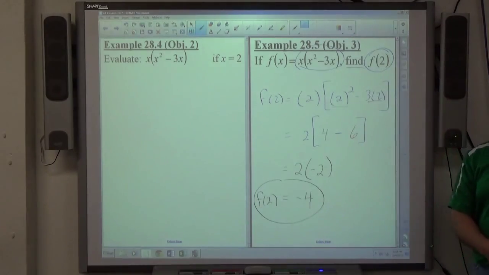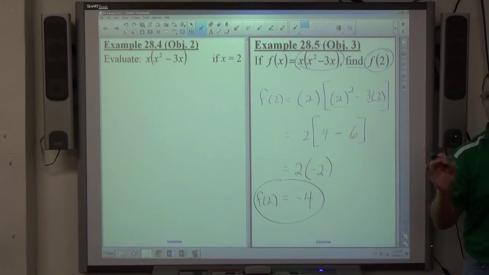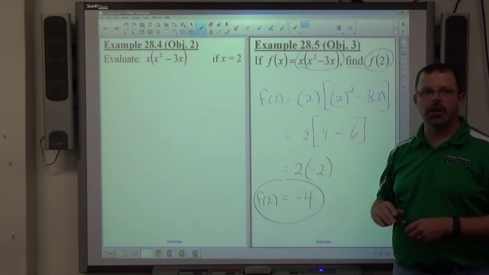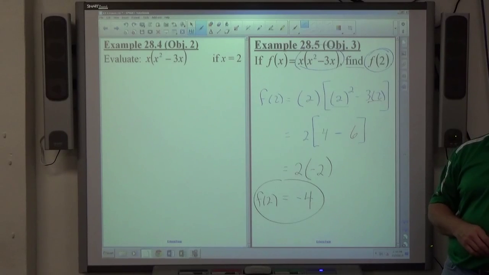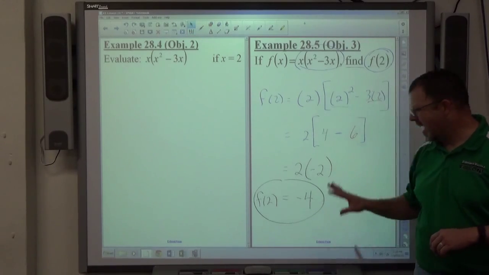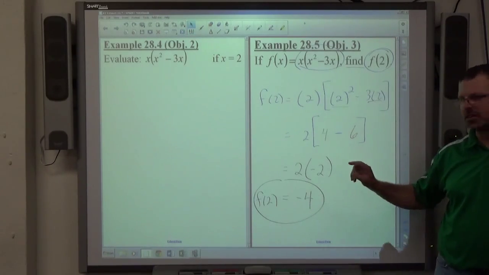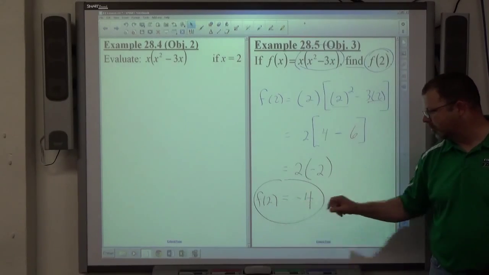That's how I want you to write your answer. You don't have to keep writing f of 2 equals, but at the very end I want you to write f of 2 equals negative 4. Alright? That's just good form for a final answer. Function notation value equals negative 4.